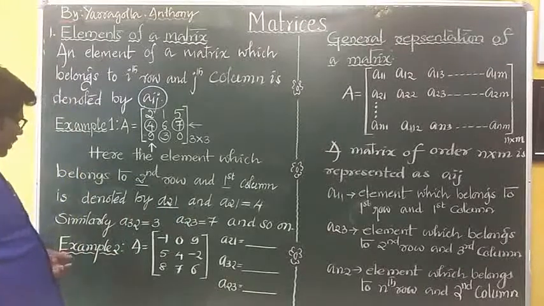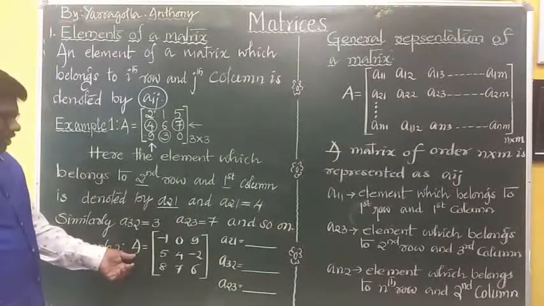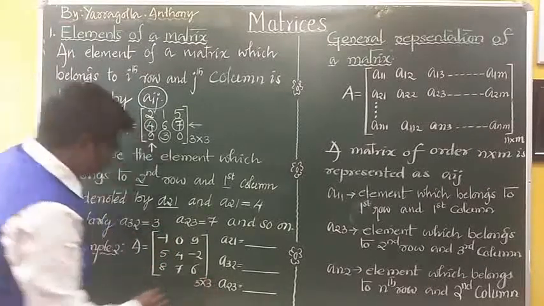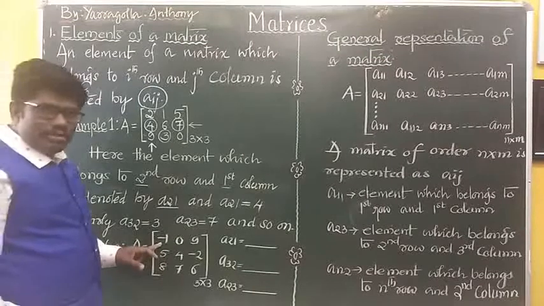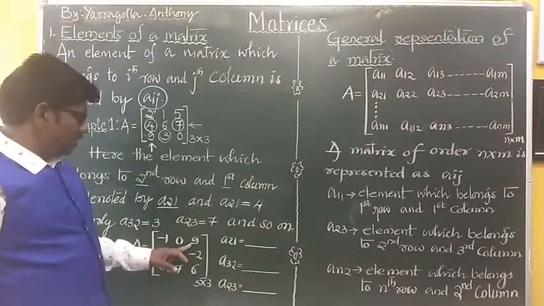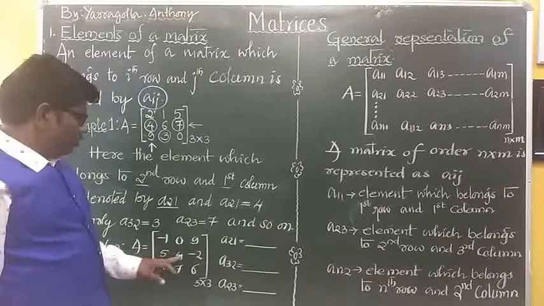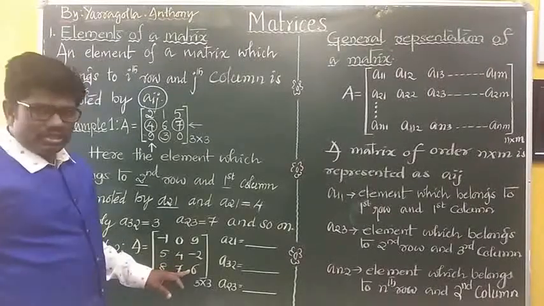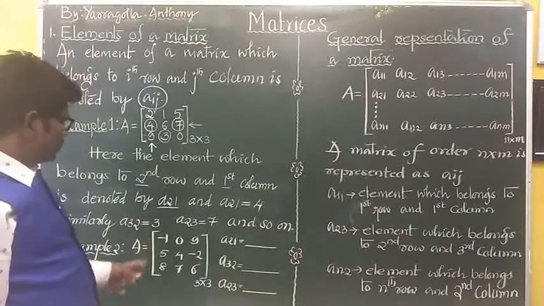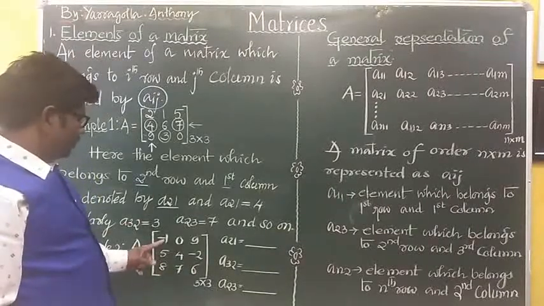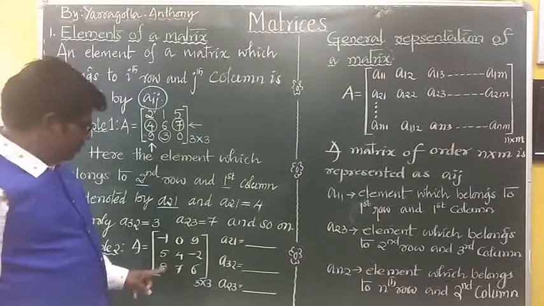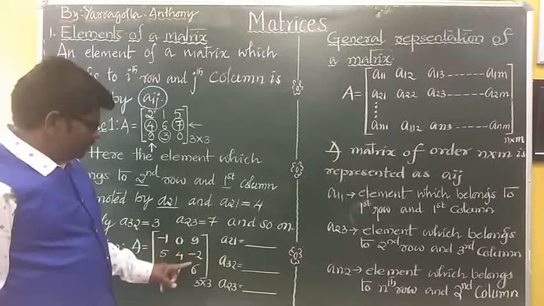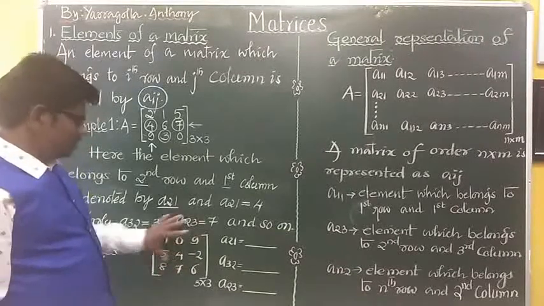Okay, now let us see the second example. Here is a matrix A of order 3 cross 3. We have the first row elements -5, 0, 9; 5, 4, -2 in the second row; 8, 7, 6 in the third row. Let us see column wise: -5, 5, 8 in the first column; 0, 4, 7 in the second column; 9, -2, 6 in the third column. Okay, now this is a matrix.